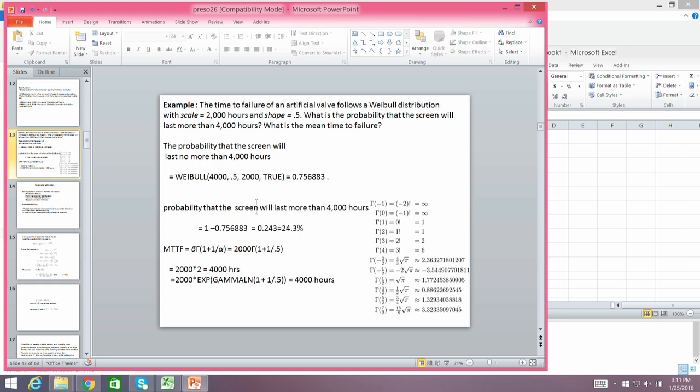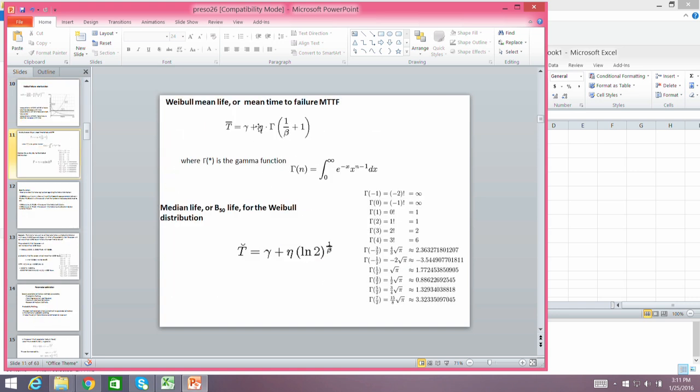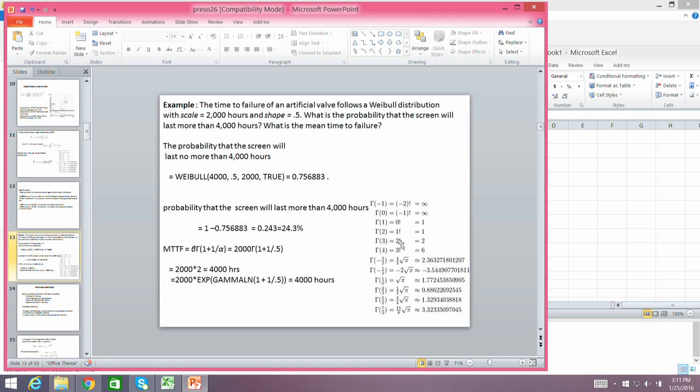So, what do you do? You take 2000 here, gamma function of 1 by 0.5 plus 1. That will become gamma function of 3, and gamma function of 3 is given by 2 factorial, that is 2, and your scale is 2000. So, 2000 into 2 will give you 4000 hours. So, the mean time to failure is 4000 hours. Do you understand? There is also a command called gamma ln, which can be used in Excel. When you combine it with exponent of gamma ln, you get the same answer.